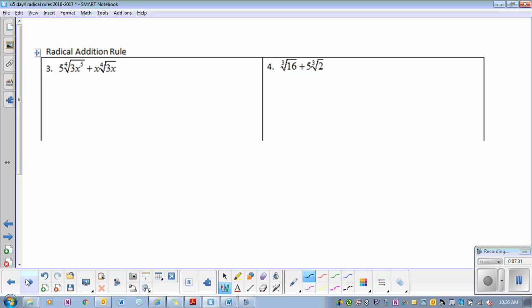So, instead of doing number 3 first, can we do number 4 first? I think it's a little bit easier to understand. Just the numbers. So, if I look at this, okay, they're both cube root, but wait a minute, are my radicals the same? No, inside the radical they're different, so I can't add them straight right now.